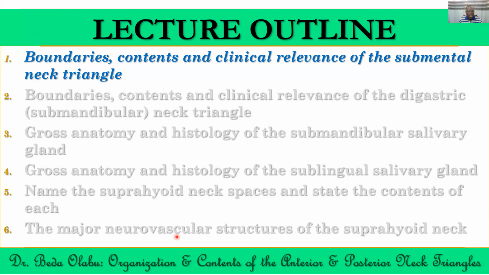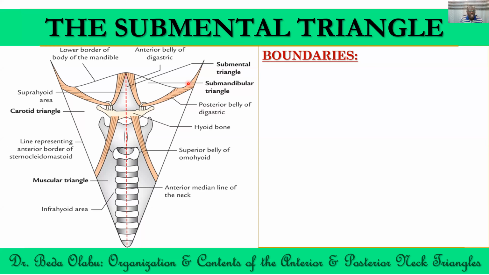We can then begin with the first agenda, which are the boundaries, contents, and clinical relevance of the submental neck triangle. We can begin with the boundaries of the submental triangle. So this is an image from the anterior neck, both right and left, displaying the anterior neck triangles, and we are focusing on this region here. So the submental triangle has a base that is posterior, and the base is formed by the body of the hyoid bone, as you can see there.